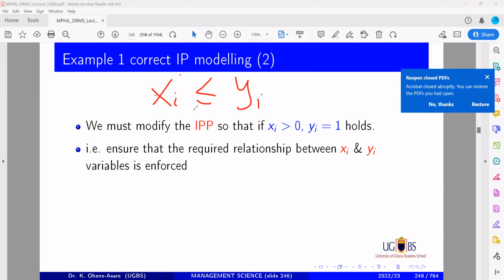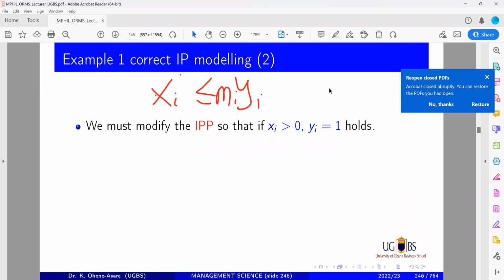the thing is that we don't want X to be just 0 or 1. We want X to be 0 or positive. So we need something, and that something is given by Mi. Don't worry, I'm going to explain Mi right now. Mi in front of the Y. What is Mi?